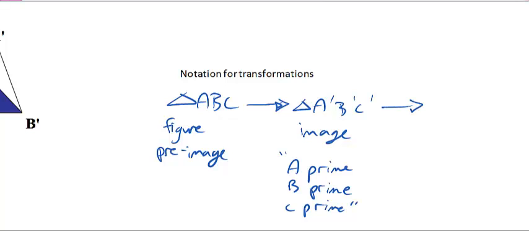And if we were to undergo more than one transformation, the second one would be called A double prime, B double prime, and C double prime. That would be called the image of the image. So I do want to get that out of the way before we go into more detail.